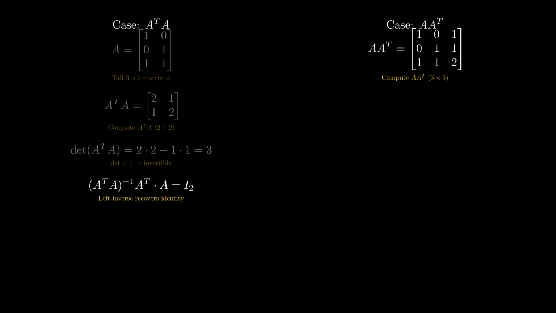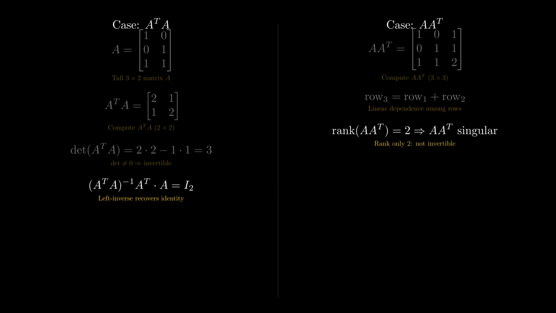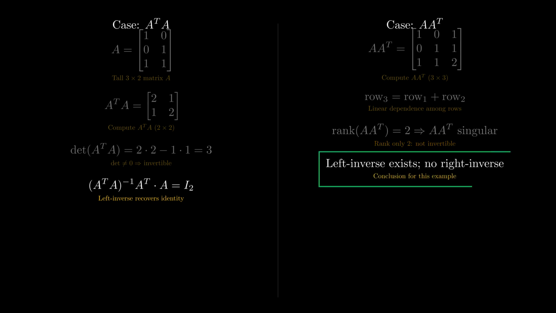Now compute A times A transpose. This one is 3 by 3. The rows are 1, 0, 1; 0, 1, 1; and 1, 1, 2. But notice that the third row equals the first row plus the second row. So its rank is only 2, which means A times A transpose is singular. The left inverse works, but no right inverse can exist.